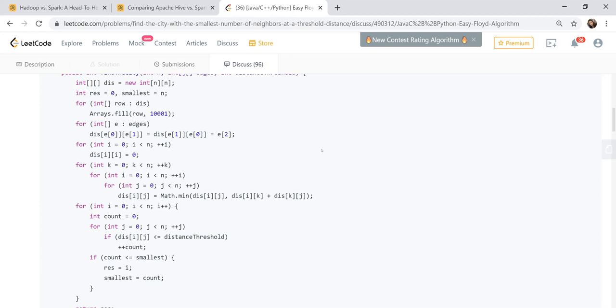From same edge to same edge, it seems like. Same edge to same edge means? I'm not sure, right? Okay.